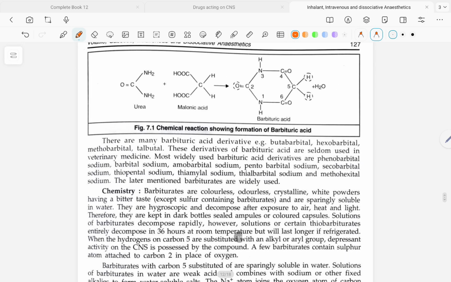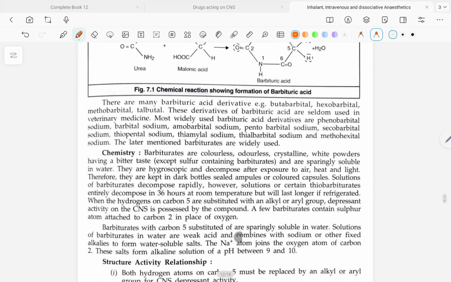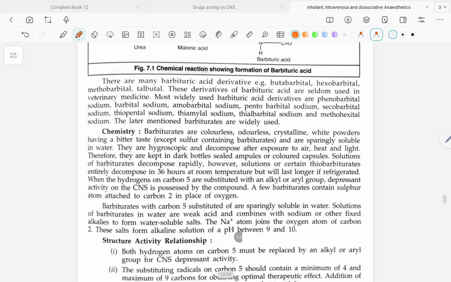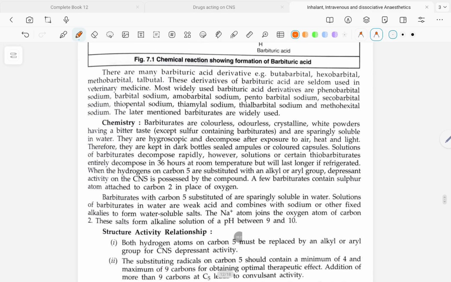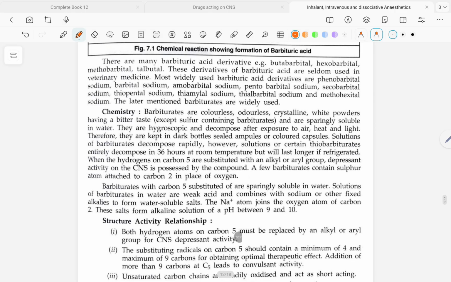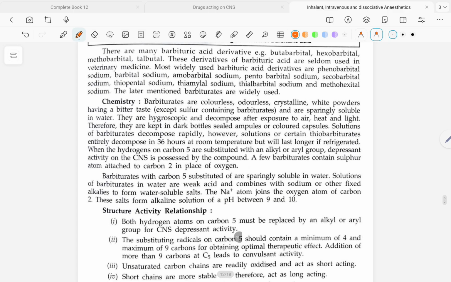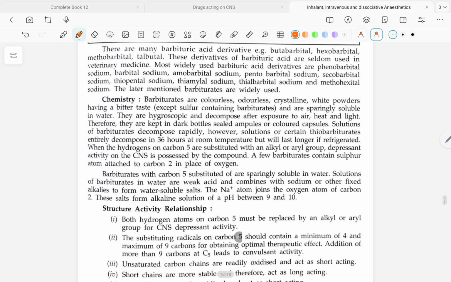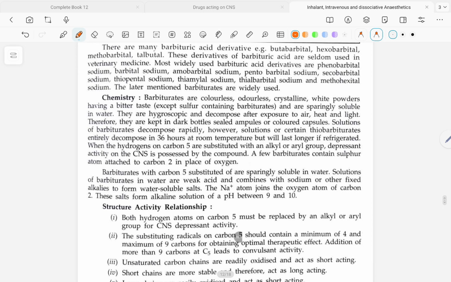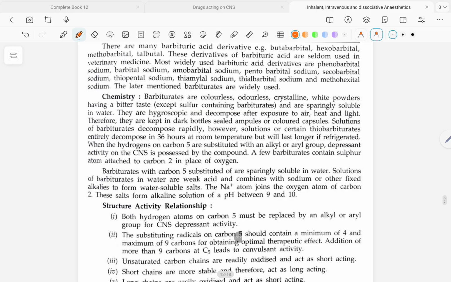Examples: butabarbital, hexobarbital, methobarbital, talbutal. These derivatives of barbituric acid are seldom used in veterinary medicine. The most widely used barbituric acid derivatives are phenobarbital, sodium barbital, sodium amobarbital, sodium pentobarbital, sodium secobarbital, thiopental sodium, thiamylal sodium, thiobarbital sodium, and methohexital sodium. The latter-mentioned barbiturates are widely used.